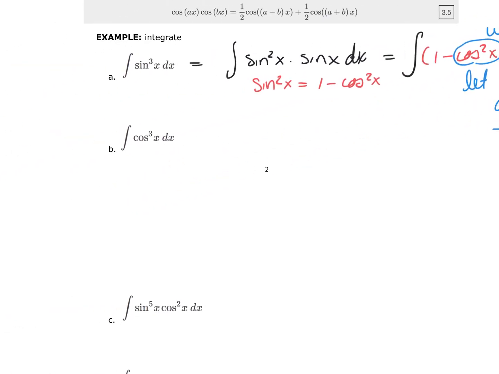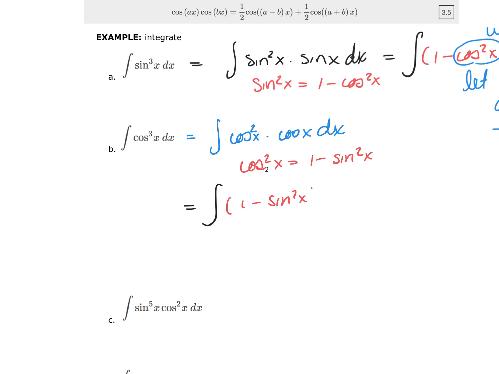Similarly, I'm going to do the same thing with this cosine stuff here. So I'm going to rewrite this as the integration of the cosine squared x multiplied by the cosine of x dx, where we know that the cosine squared of x is equal to 1 minus the sine squared of x. So this integration becomes the integration of 1 minus the sine squared of x multiplied by the cosine of x dx.